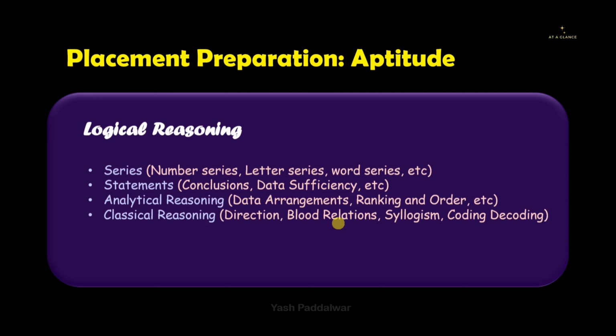The next topic is blood relations. Questions like, let's say A is the daughter of B and B is the daughter of C, then what is the relation A is having with C? Certain chain-like questions will be asked.